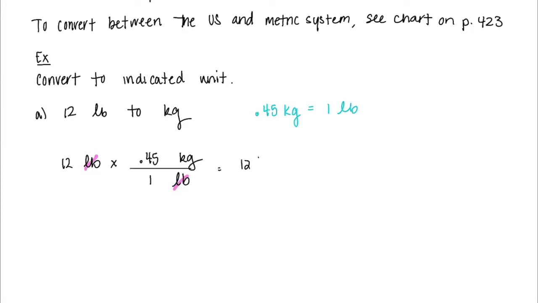So that really just leaves us with the 12 times the 0.45. The 1 in the bottom does nothing. Kilograms. So that's 5.4 kilograms when you multiply that out.